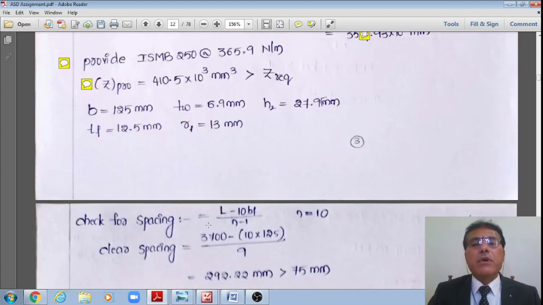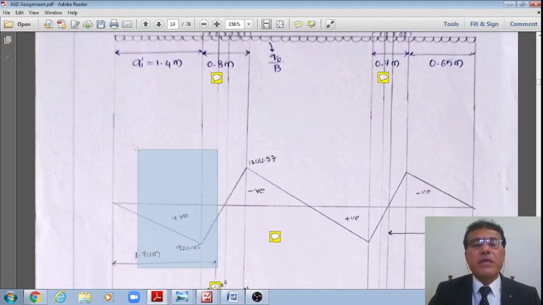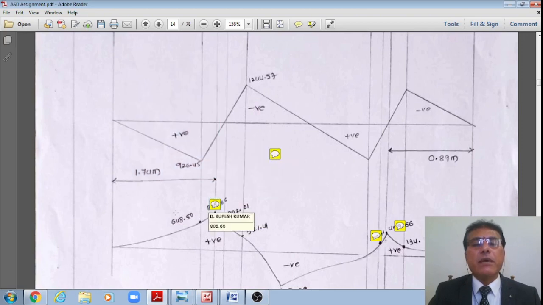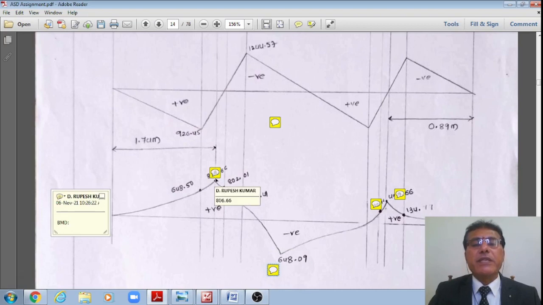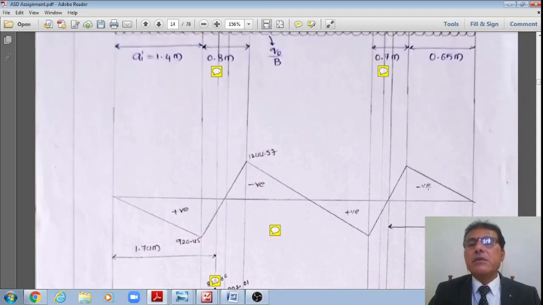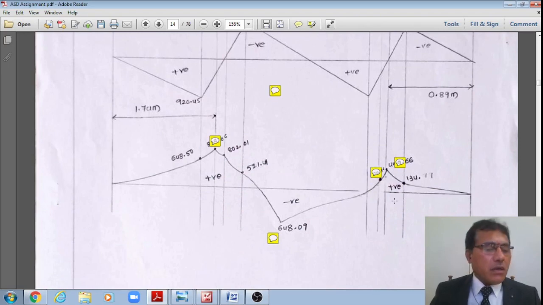Now I am showing the SFD and BMD like this. This is the analysis I have done. At 1.74 meter I am getting the maximum bending moment, which is equal to 904 point odd. The SFD is a linear variation. The bending moment diagram is one degree higher, a quadratic variation, with a maximum value of 904 point odd, and it is reducing to 648.09 after changing the curvature, just below this second concentrated load.